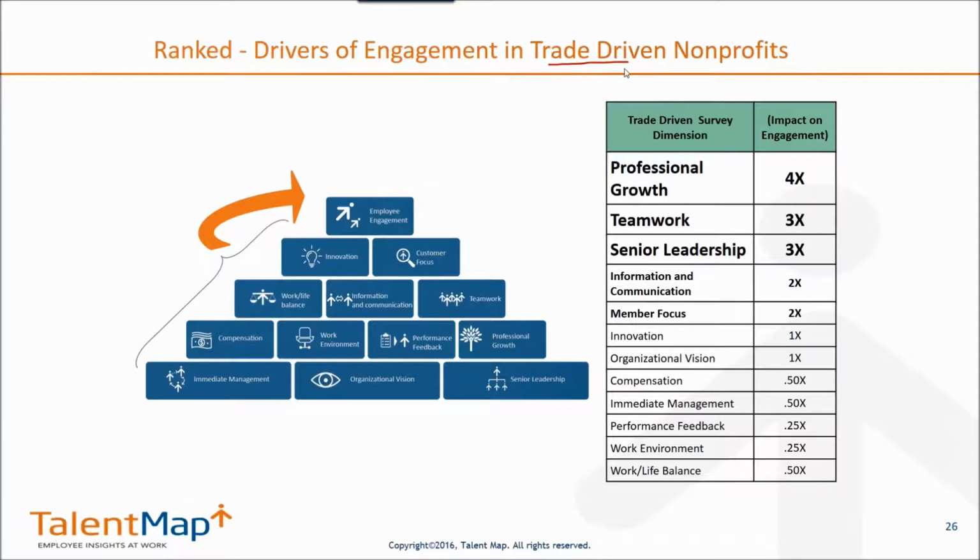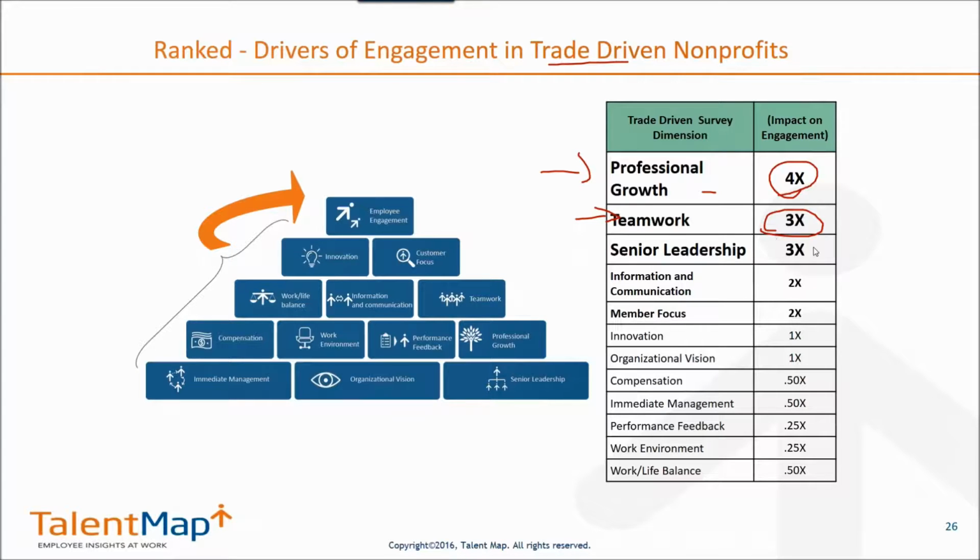When we look at trade-driven nonprofits, so these are professional associations, like the Chartered Accountants Association or the Canadian Public Accounting Association, professional growth is actually the most important factor. People want to learn and grow and develop their career, and, as I was talking about earlier, they often come and go in and out of these organizations. They'll work in an association, then go back to industry, and then maybe even come back to the association. So there's a lot more back and forth into industry. Teamwork is number two.